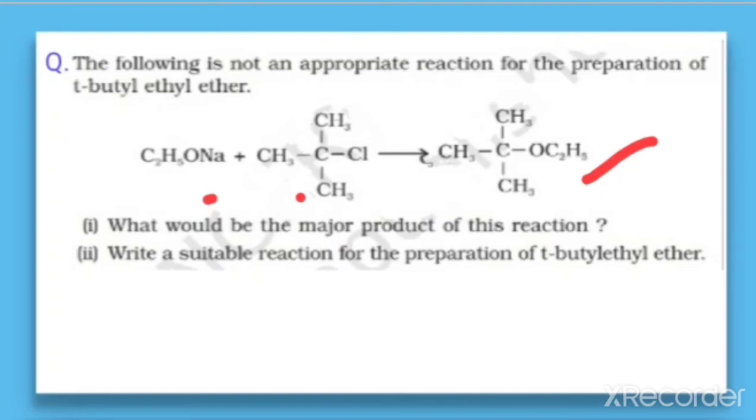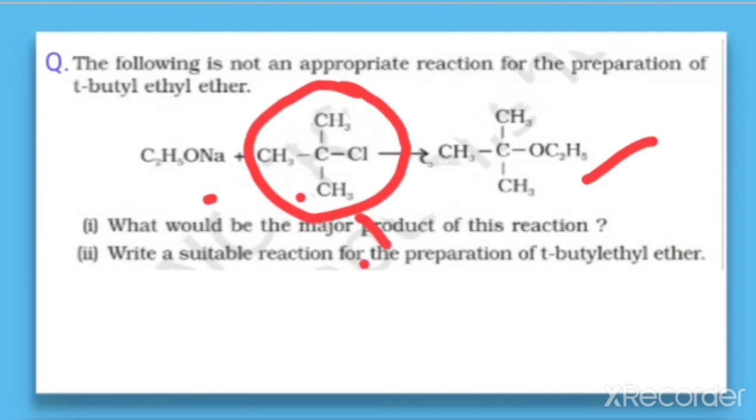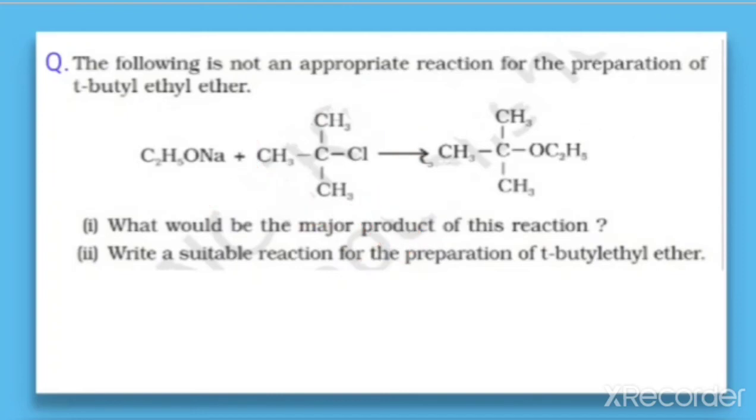So this is not the appropriate method for preparing this from this reactant, because we have already discussed in this video that tertiary halides, instead of undergoing substitution, undergo an elimination reaction. So the elimination takes place, so definitely ether will not be the product. So what will be the product?